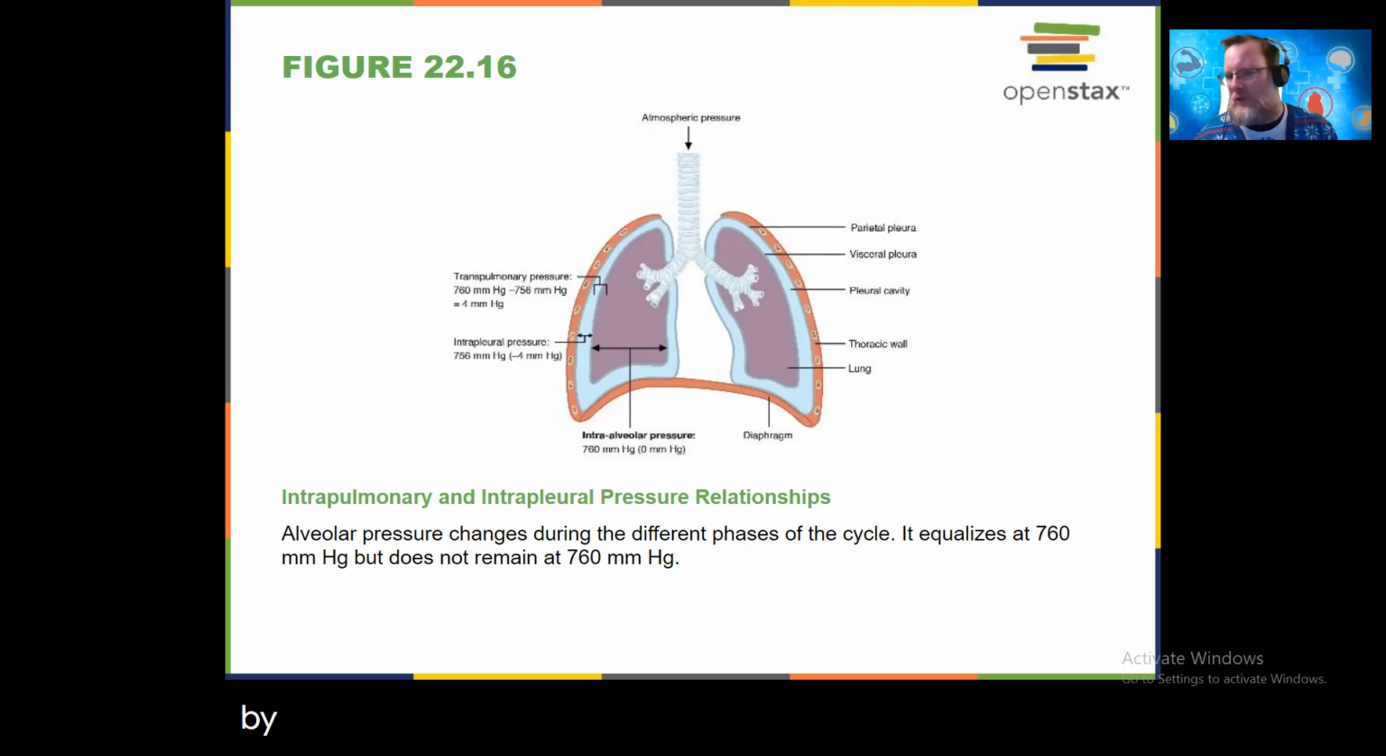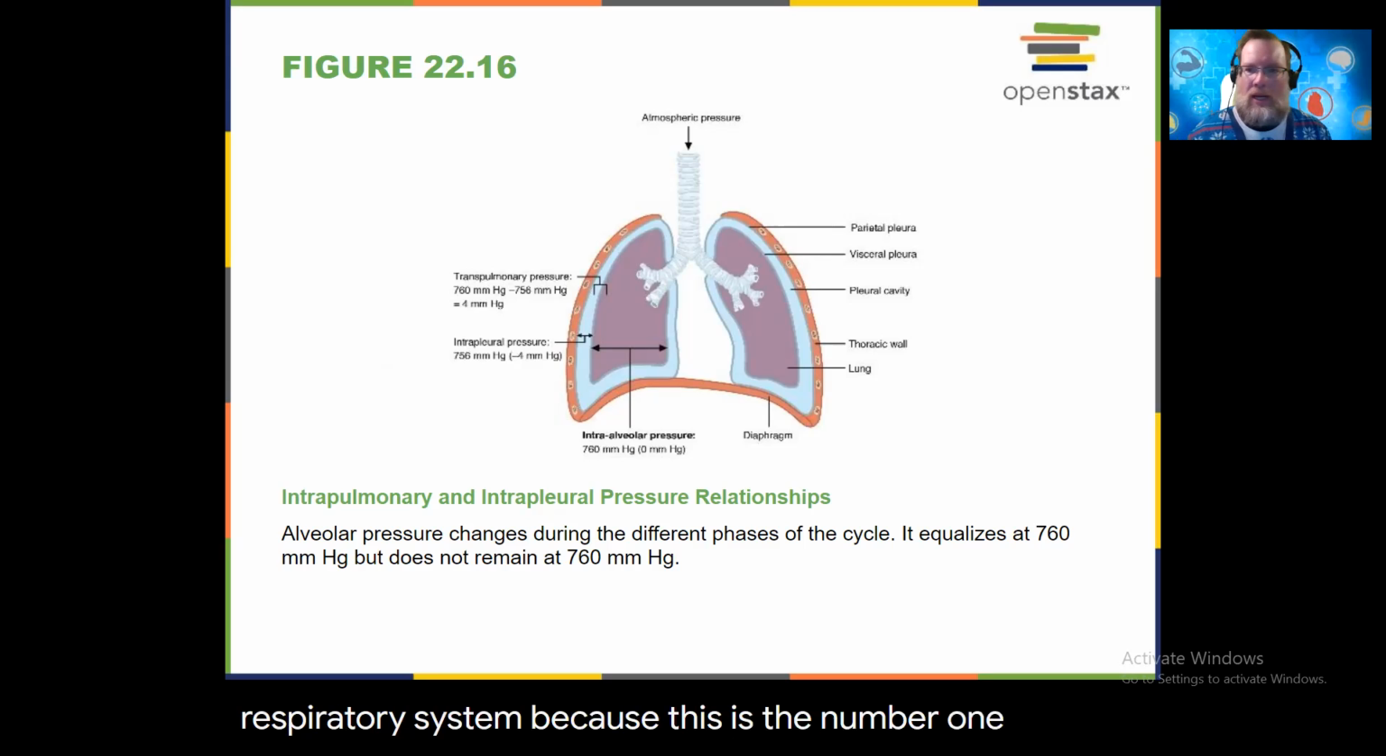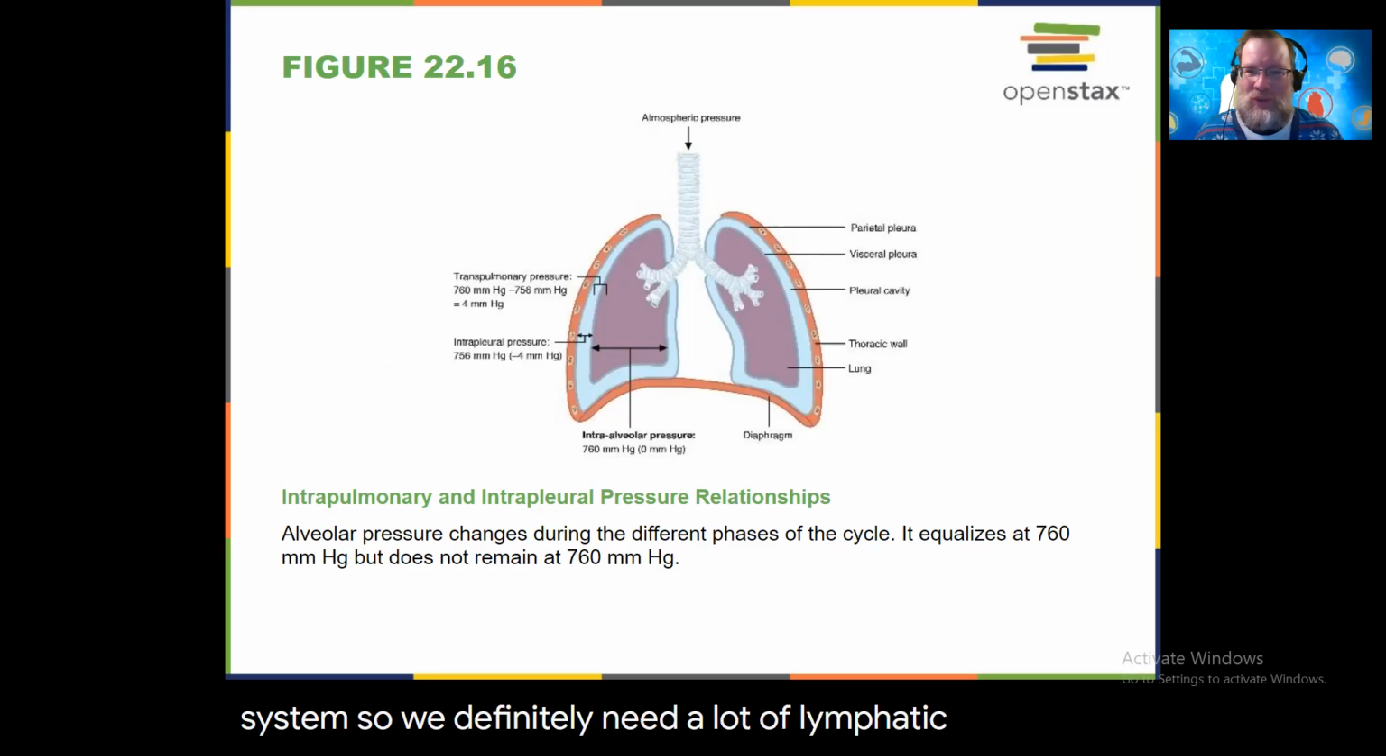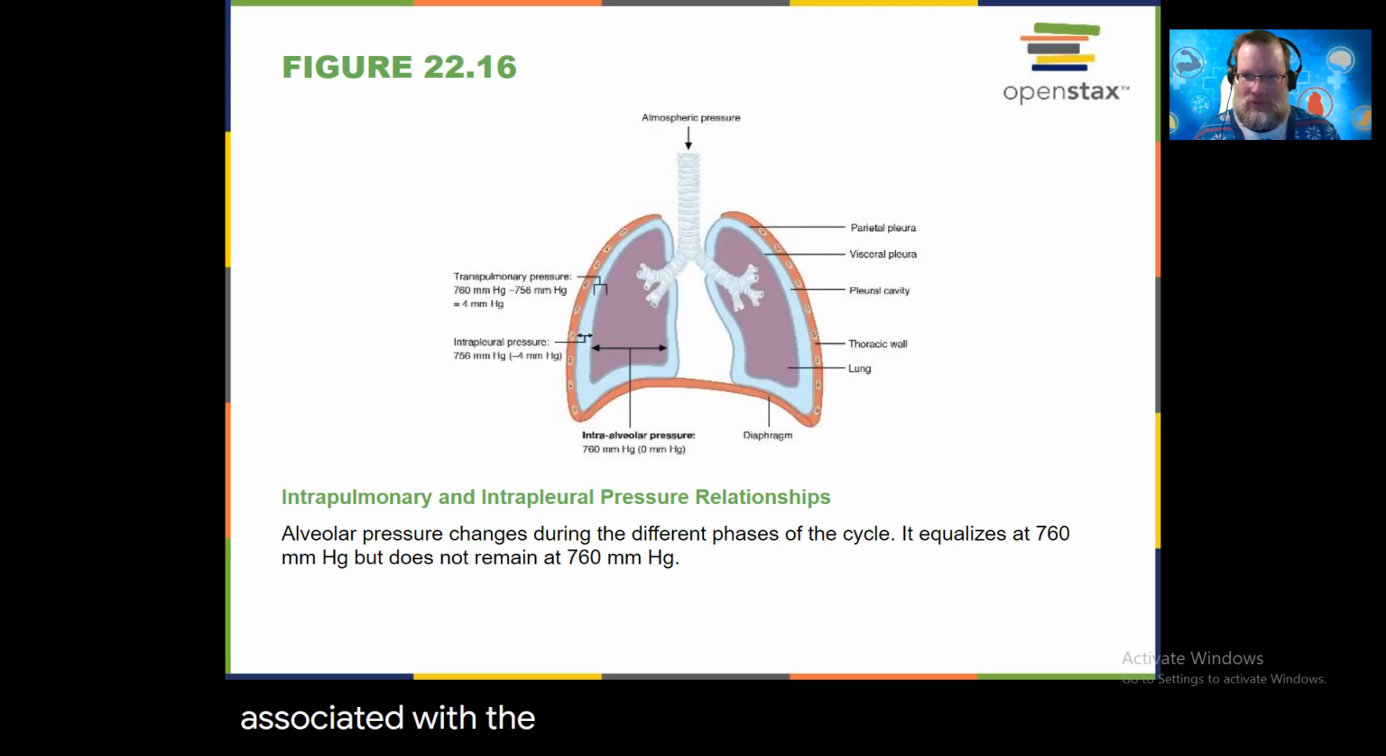respiratory. By the way, too, lymphatic wise, we do see a lot of lymphatic vessels, lymph nodes associated with the respiratory system, because this is the number one way of transmitting some sort of pathogen, is the respiratory system. So we definitely need a lot of lymphatic tissue associated with the respiratory system.